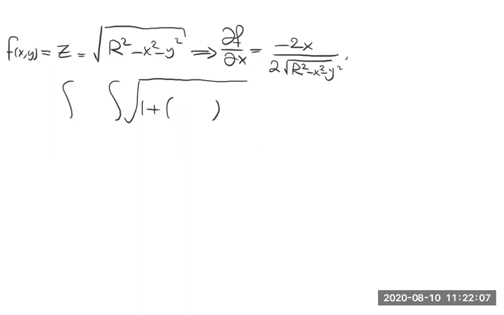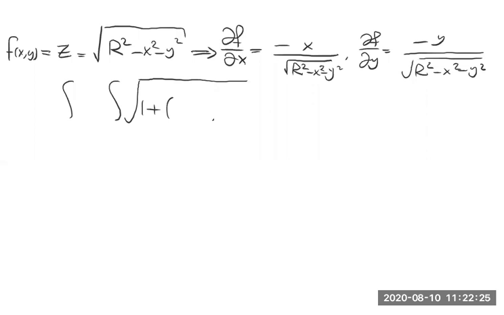Similarly, I should take the partial derivative with respect to y. I would end up with minus y over the square root of r squared minus x squared minus y squared. I can cancel this 2 with this 2. Now I should square these things. I would get x squared over r squared minus x squared minus y squared plus y squared over r squared minus x squared minus y squared.